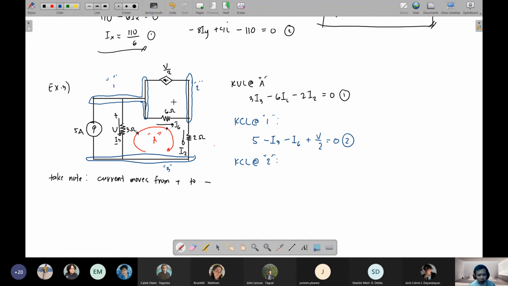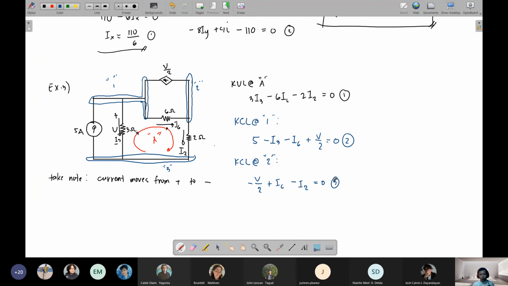Starting at node 2, V over 2 is leaving node 2, so that would be negative V over 2. Then I6 is about to enter node 2, so positive I6. And lastly, I2 is leaving node 2, so minus I2. Since there are no more connections, equate to 0. So this will be your third equation. Now we have achieved the 3 equations, so let's proceed with step number 5.